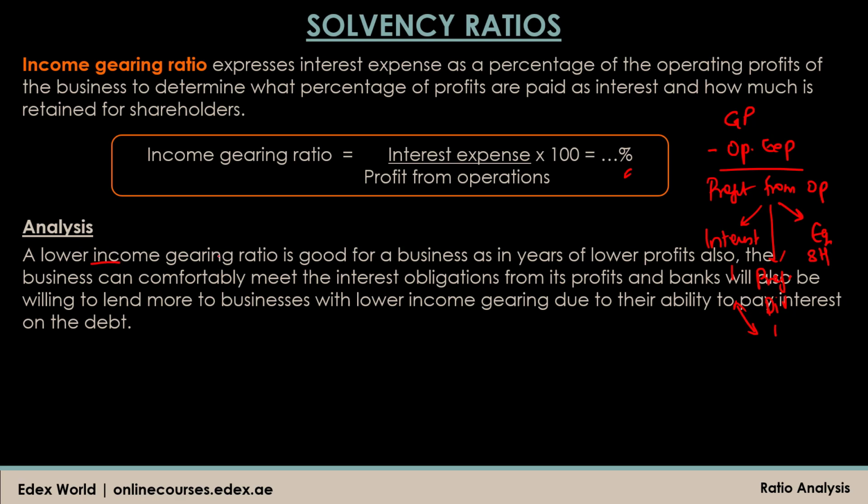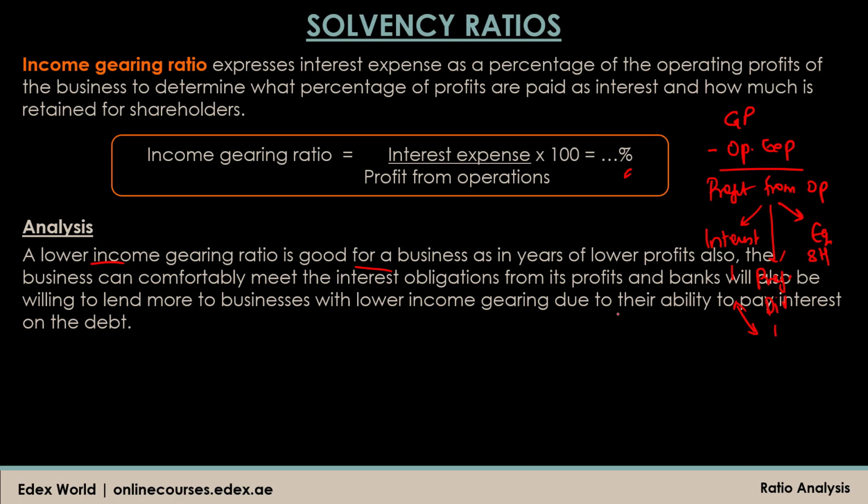A low income gearing ratio is good for a business, because then the business has that room. If the profit from operations drops in certain years, the firm can still make sure that it pays its interest regularly. Because the moment you stop paying your interest, you come under default, the category where you've defaulted on your obligations, and that is not a very good sign for any business.